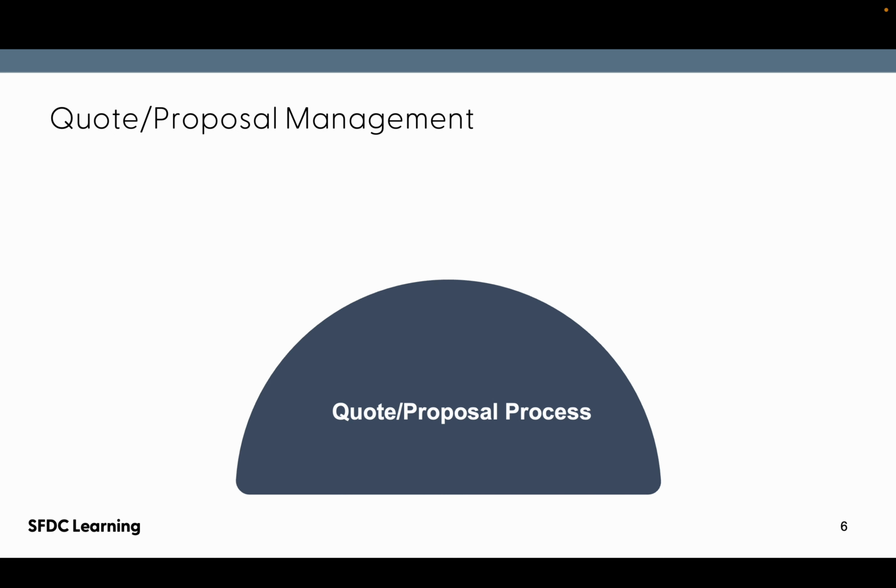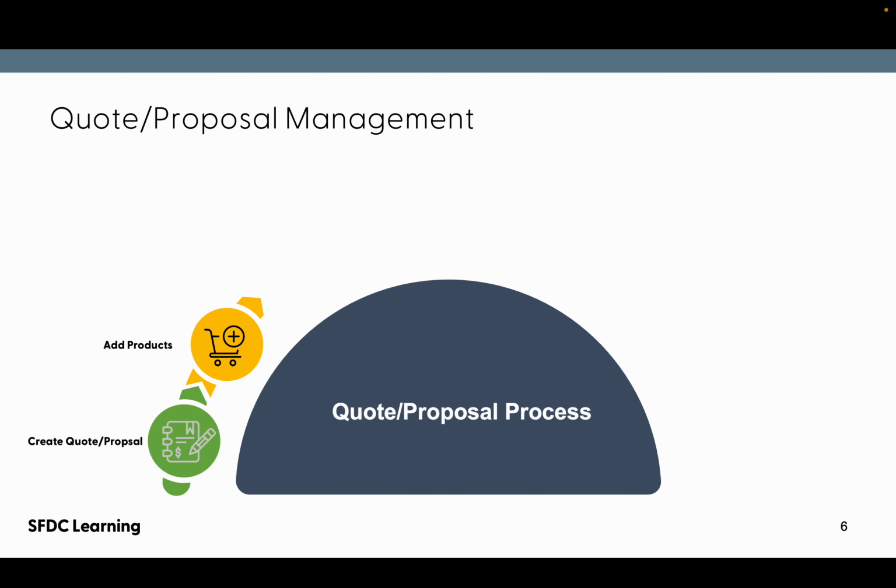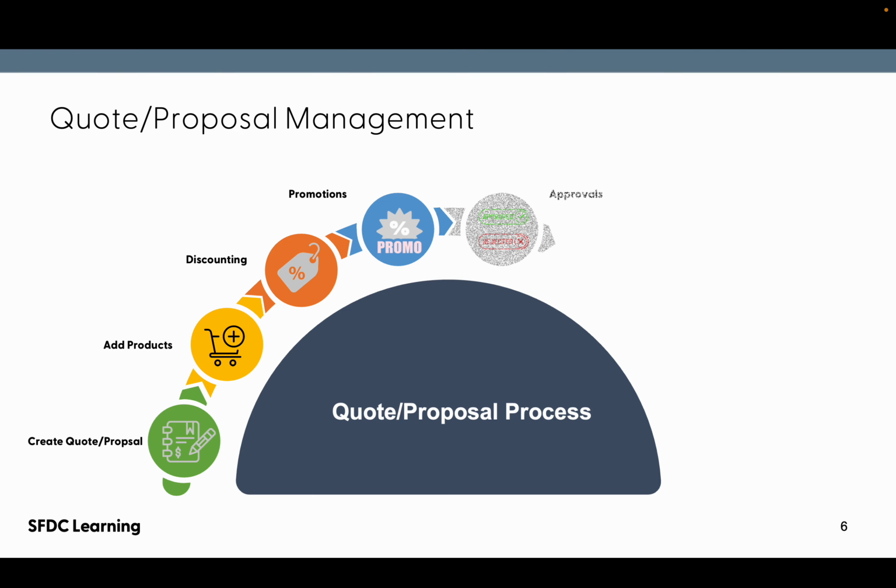So first of all, what you're gonna do is into quote proposal process, you're gonna create your quote or proposal from opportunity. Then what happens? You're gonna add some products or services, right, which customer requires. Then if any discounting needs to be applied, you apply your discounting. Then promotions, right? There might be a possibility of having promotion like buy one get one, right? Okay, so that again gets applied.